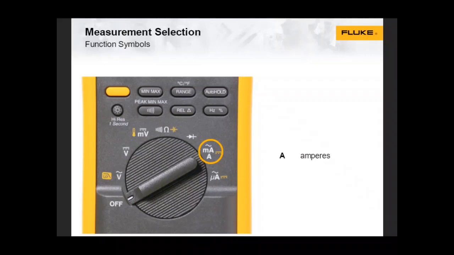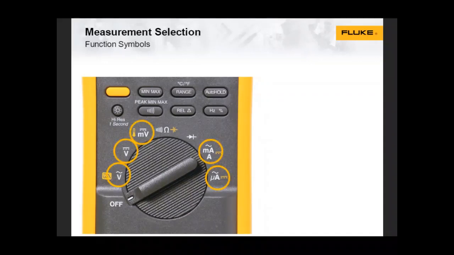A is for amperes, or simply amps, the unit for current. Current is typically measured to verify the health of a load. It's relatively common to include an MA for milliamperes and sometimes even a UA for microamperes. These functions are used when measuring very small amounts of current.